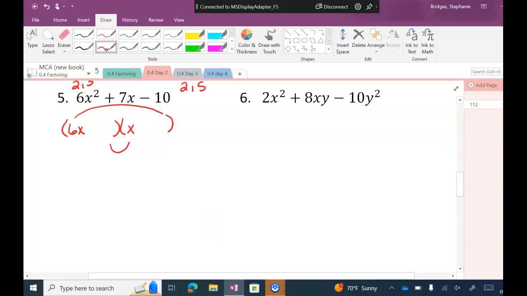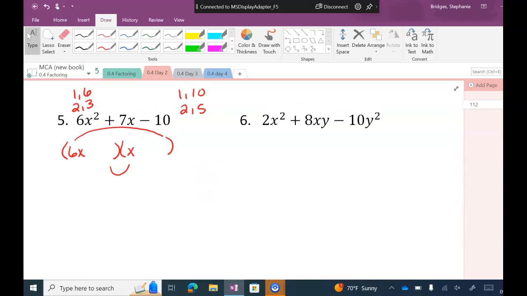So then I'm going to try my 2 and my 5. But again, thinking about your terms, which number cannot go in the same parenthesis with 6? The 2. So if it's going to work, 5 has to go here and 2 has to go here. We'll try that. What is 6 times 2? 12. And 5 times 1 is 5. That does subtract to give me 7.